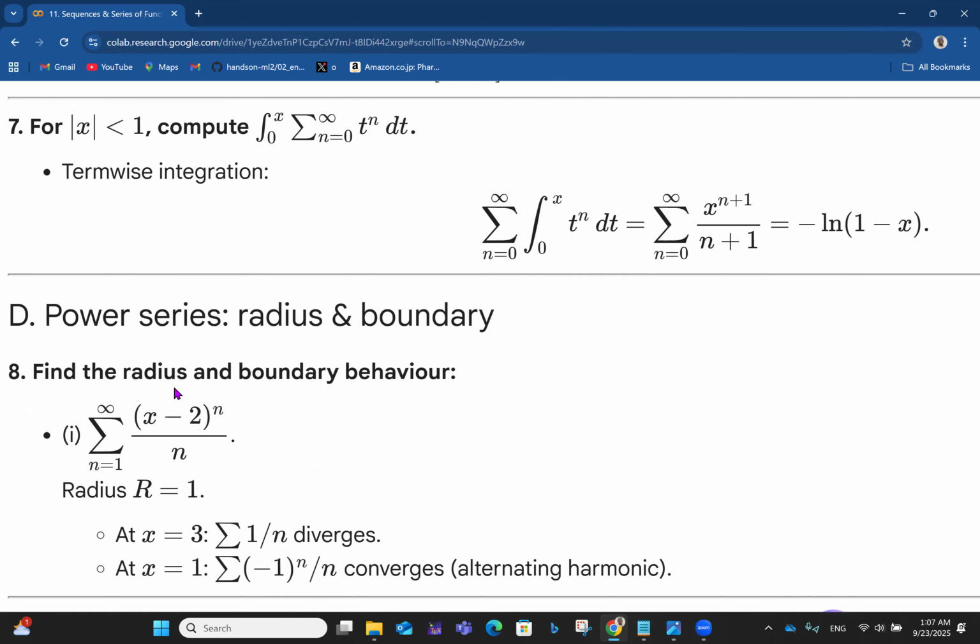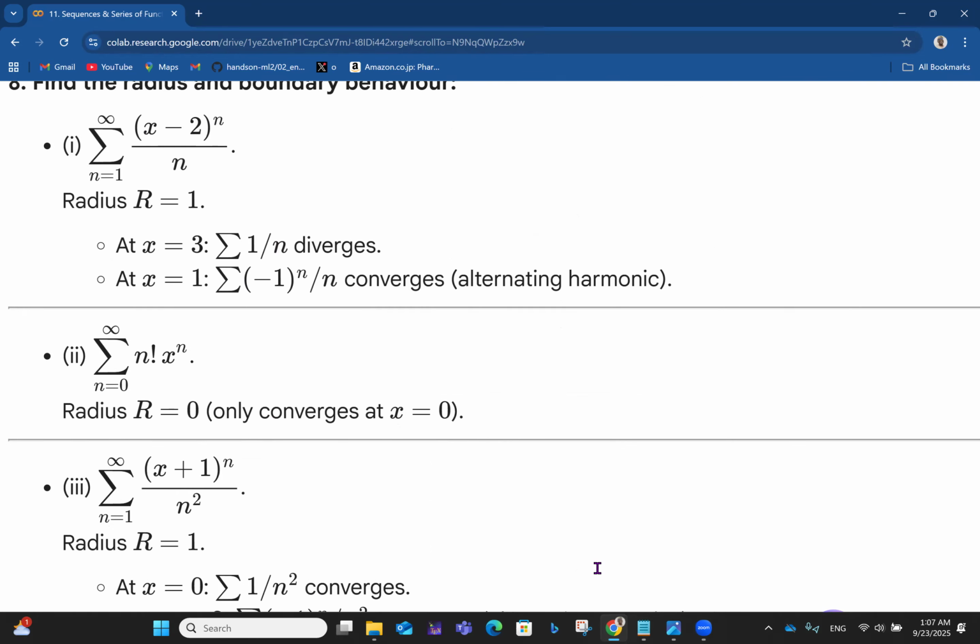Now at x equals 3 here, you have 3 minus 2, which is 1. So you have the sum of 1 over n, which diverges. Then at x equals 1, you have 1 minus 2. That's (minus 1) raised to n all over n. So that's the summation of (minus 1) raised to n over n, which converges, and it's the alternating harmonic series.